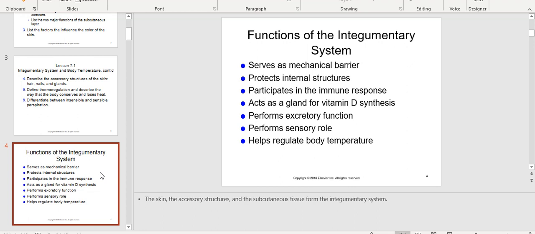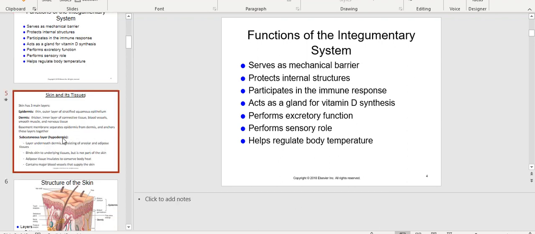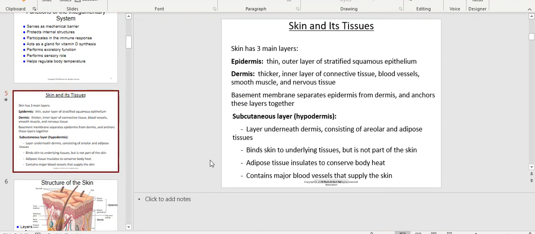Performs excretion. You wouldn't think that the skin does this, but it does. It's a massive source for getting rid of things from our body. Sensory and thermal regulation. So let's have a look here.